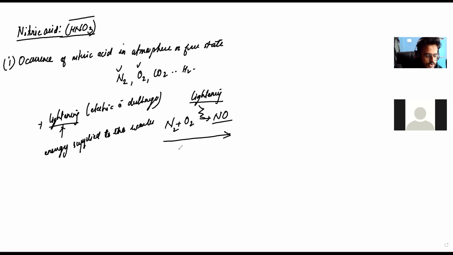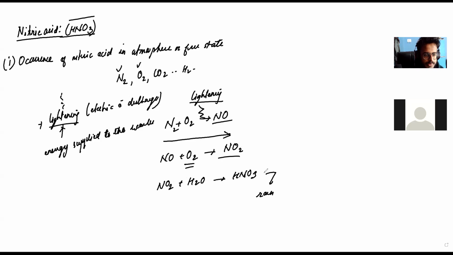Then this nitrogen oxide further oxidizes to nitrogen dioxide. So this nitrogen oxide that formed as a result of the energy supplied during lightning reacts further with oxygen. Now we don't need lightning to form nitrogen dioxide. Then nitrogen dioxide later combines with water, atmospheric water vapor, to form nitric acid, and that comes down as rain. And this is the natural occurrence of HNO3.